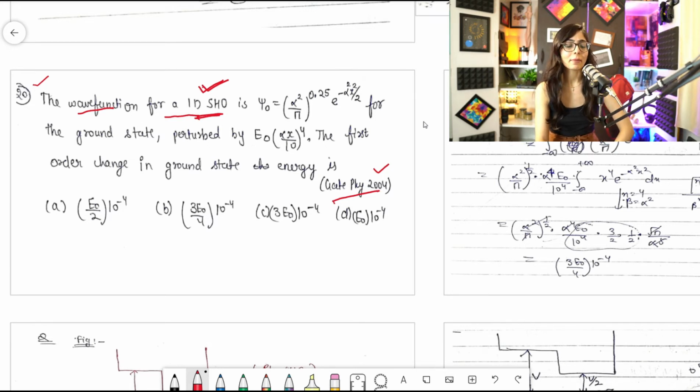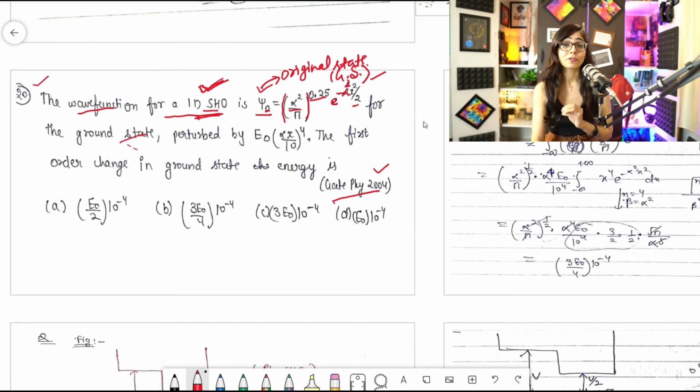So it is a one-dimensional simple harmonic oscillator, and psi naught, the wave function, is given. It is in the original state, which means the ground state. So it is the ground state and a 1D SHO. I'm clear till this point, right? It is given as (alpha square by pi) raised to the power 0.25 e raised to power minus alpha square x square by 2 for the ground state.